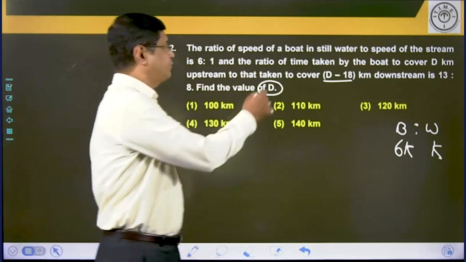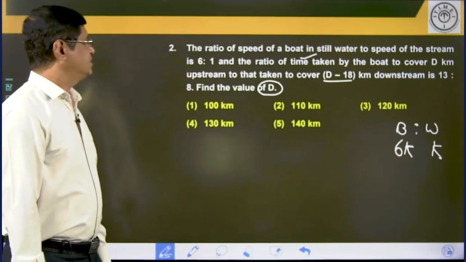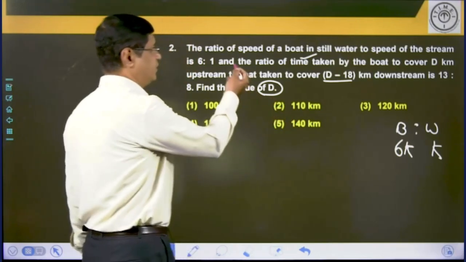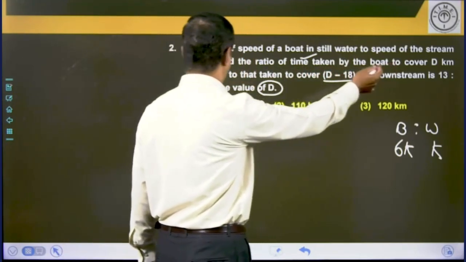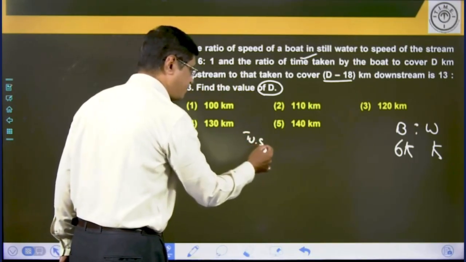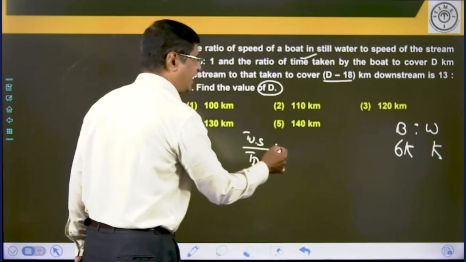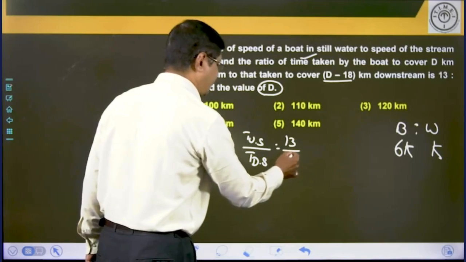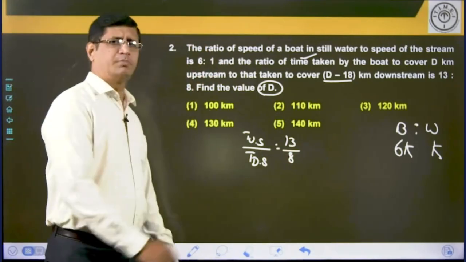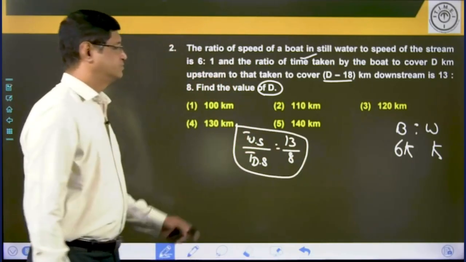Here the ratio of time is given. Time means distance by speed. The ratio of the time taken by the boat to cover d kilometers upstream, time in upstream by time in downstream, is given here as 13:8. Am I clear? Just substitute and simplify the values. By using this condition, we can find the value of d.